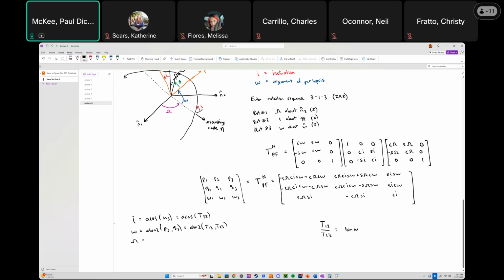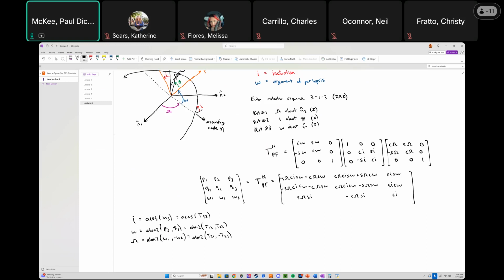And then by that same logic, somebody else help me finish it up. How do we get capital omega? Is it negative arctangent? Or would it be a tan 2, and then it would be like the W2 would be negative. Exactly. Yep. Very well done. Which is also the same thing as a tan 2 of T31 and then negative T32. Very good. So these equations allow you to get I and then both omegas from the matrix.